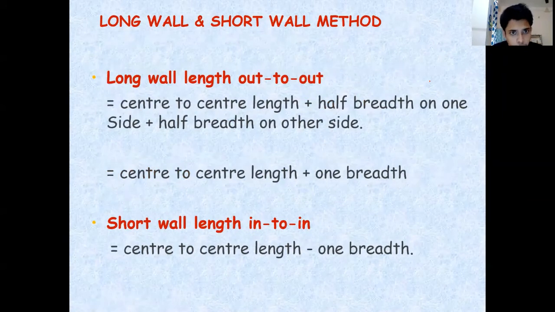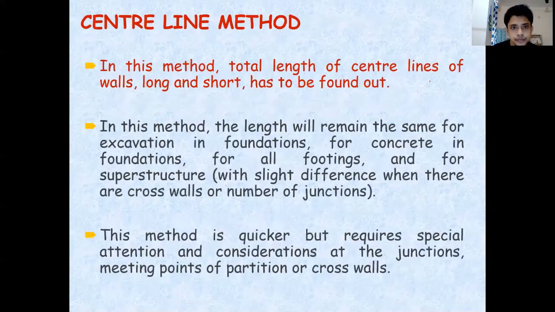For long wall, out to out means center to center length we have plus half of the breadth on one side and half of the breadth on the other side. So it will give center to center length plus one breadth. Then in the shorter direction, what will happen? Center to center length we have minus half of the breadth on one side and half of the breadth on the other side. So finally, we have to subtract one full breadth.